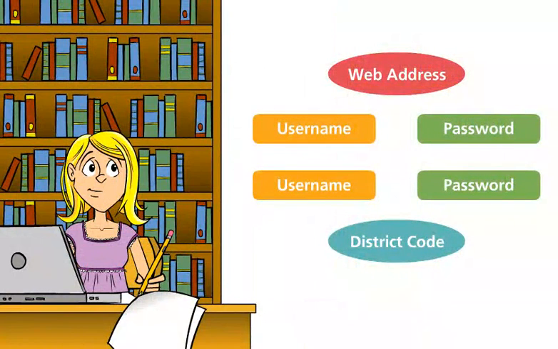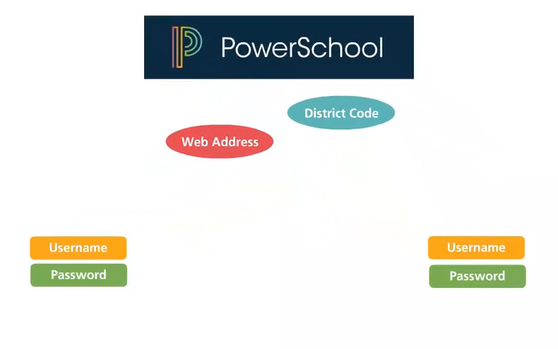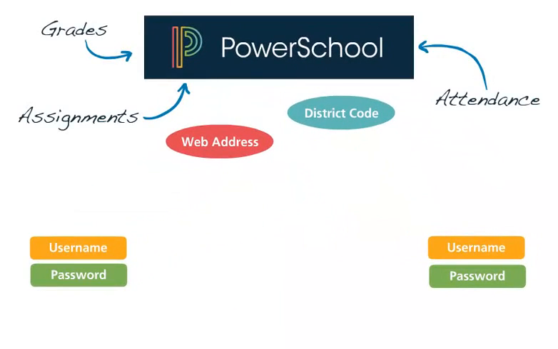Included in your back to school packet is a letter with a web address, some usernames and passwords, and a district code. The letter says this information is for students and parents to use PowerSchool, the student information system used by your school district. Having access to PowerSchool and all of your grade, assignment, and attendance information sounds great and will definitely help you monitor your progress.